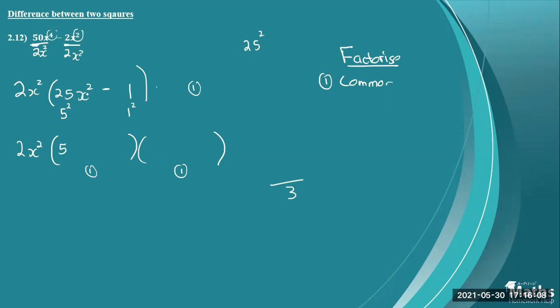So this now is difference between two squares, you see? So we first took out something common, and only after we took out something common, we were able to apply difference between two squares. So that's a plus and a minus, 5 and 1, x and a 1, and a 5x and a 1. Right.